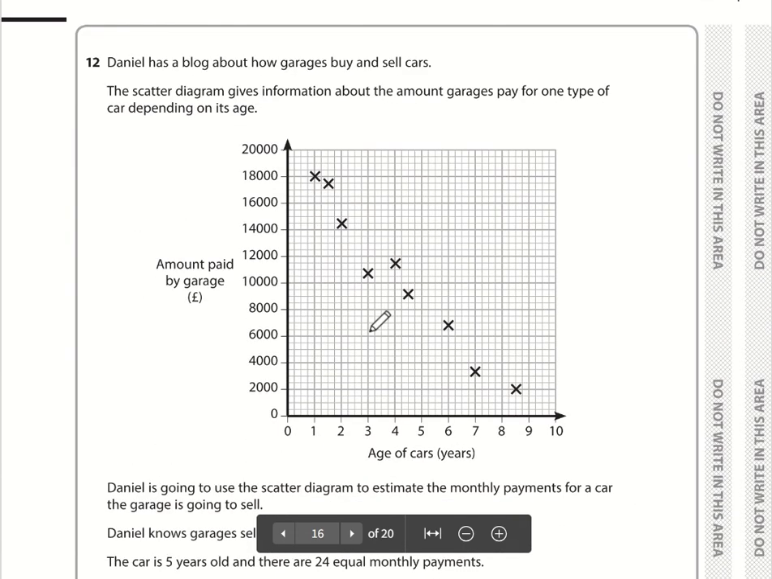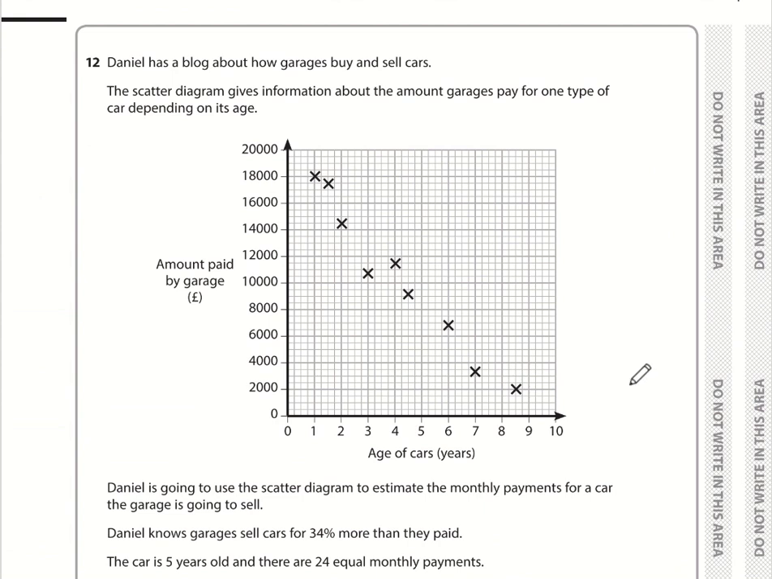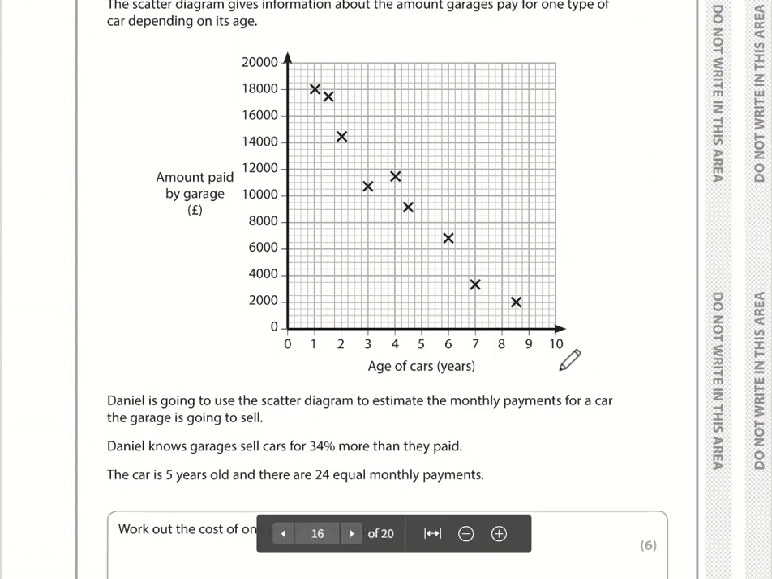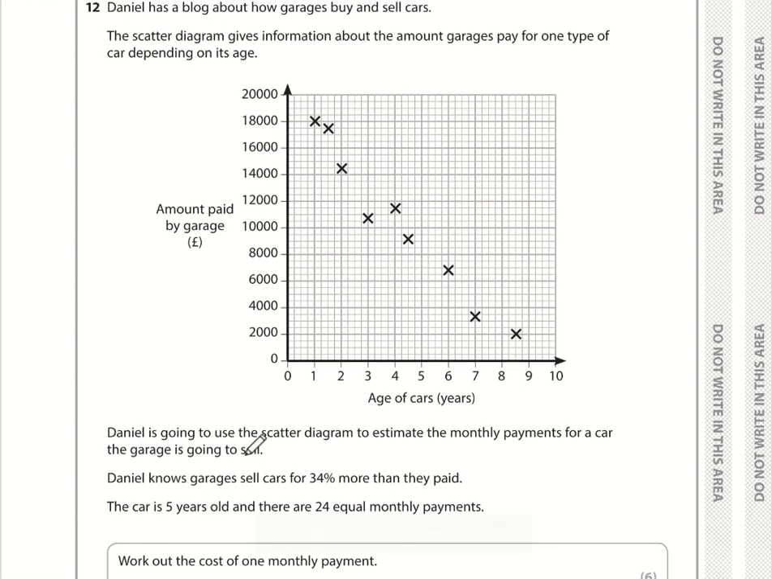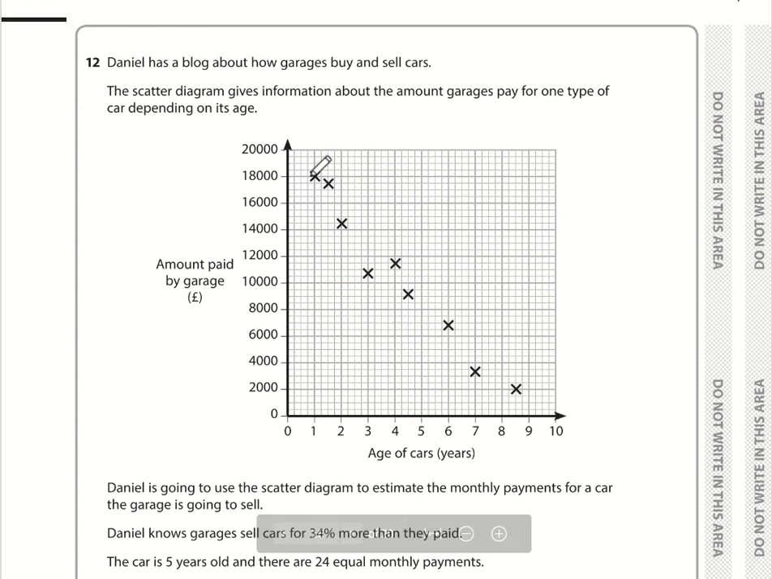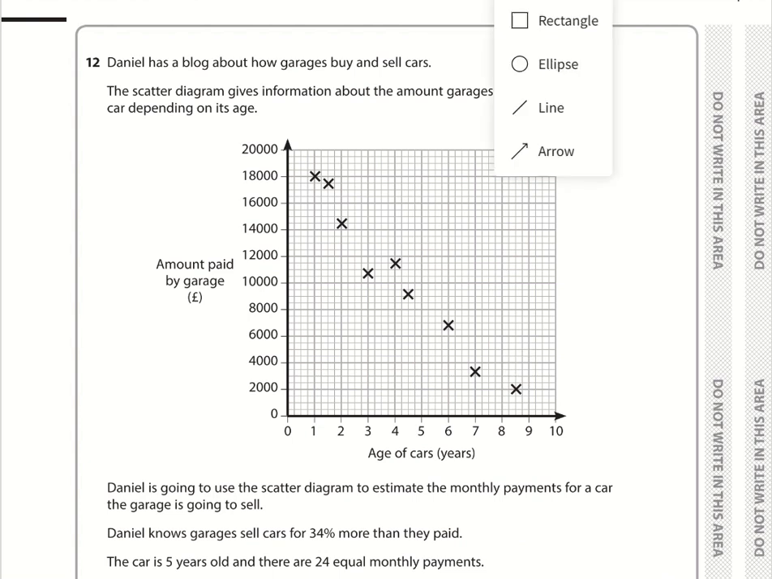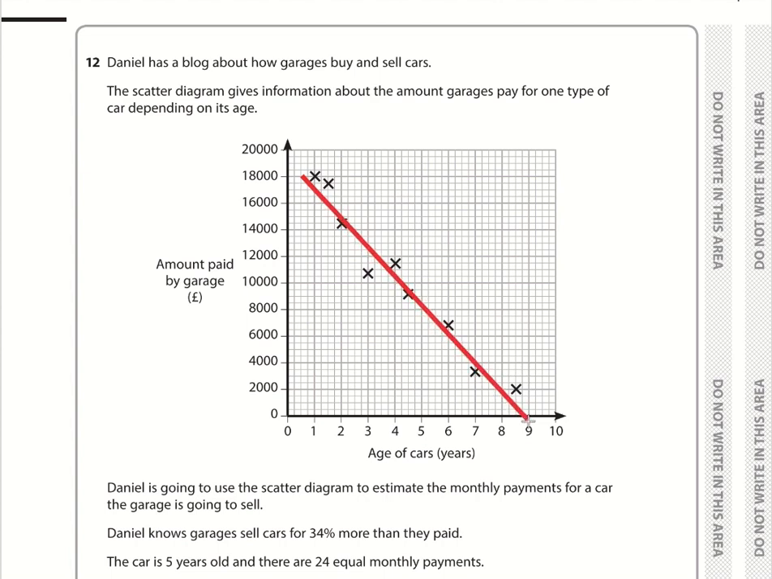Okay, question number 12. So first of all, what we need to do for this question is work out how much a garage would pay for a car which is 5 years old. Now what we need to do here is draw in a line of best fit. A line of best fit is a line which goes right through the middle of these points pretty much. No two people are going to do exactly the same line. If I asked a group of 6 students to do this, they might have 6 slightly different lines, and all of them would be equally valid perhaps.